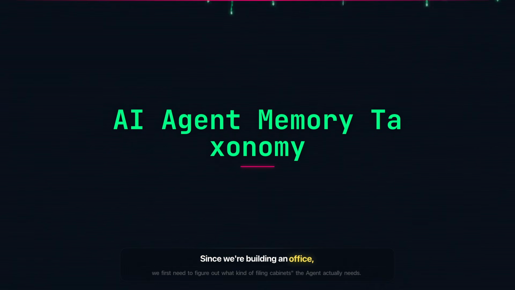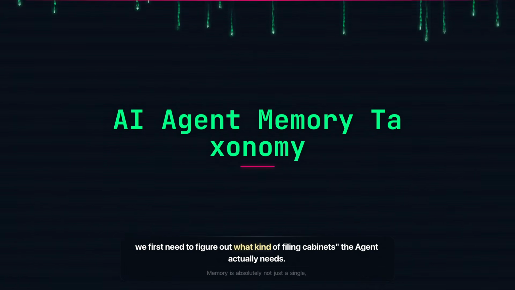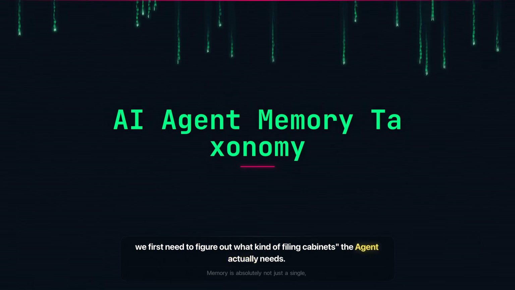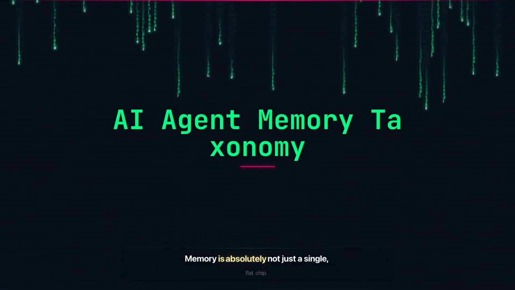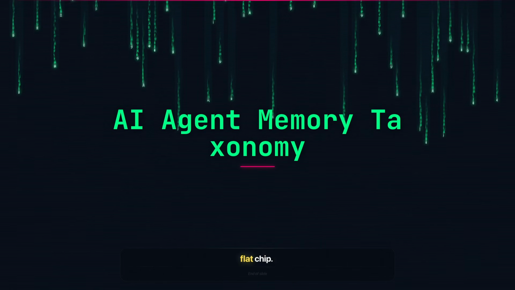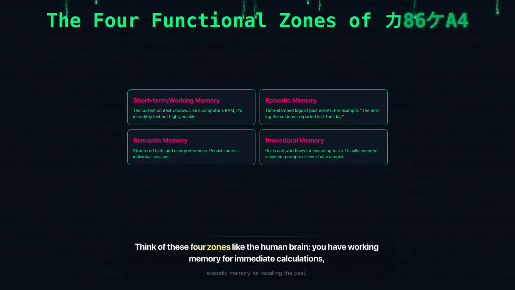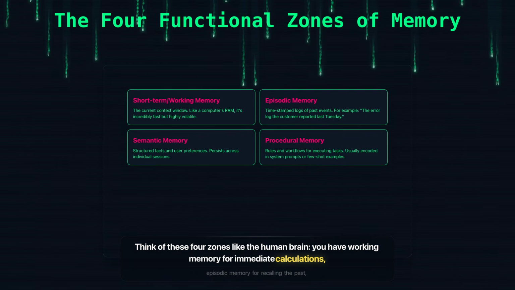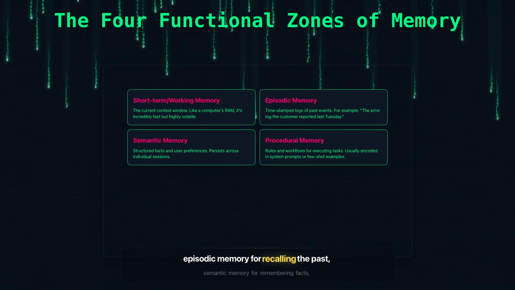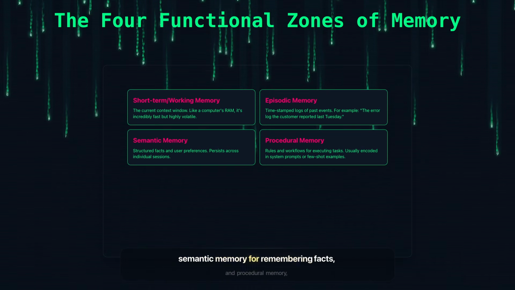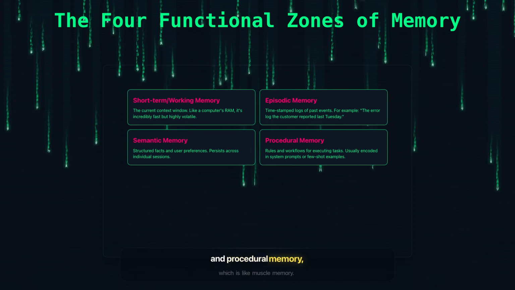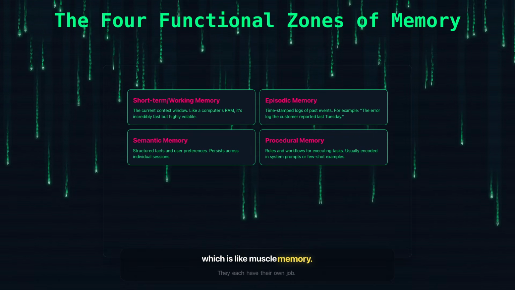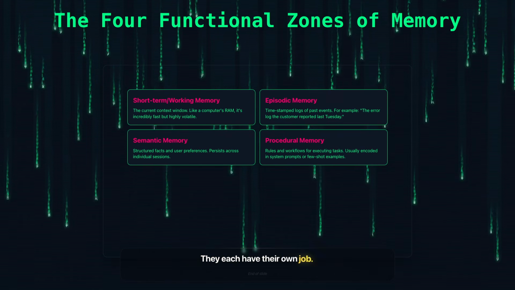Since we're building an office, we first need to figure out what kind of filing cabinets the agent actually needs. Memory is absolutely not just a single flat chip. Think of these four zones like the human brain. You have working memory for immediate calculations, episodic memory for recalling the past, semantic memory for remembering facts, and procedural memory, which is like muscle memory. They each have their own job.